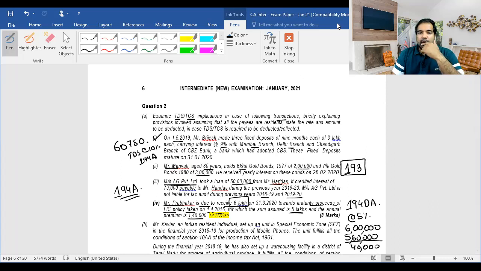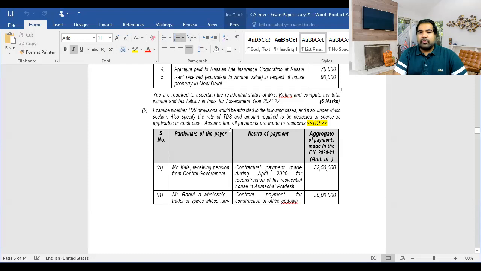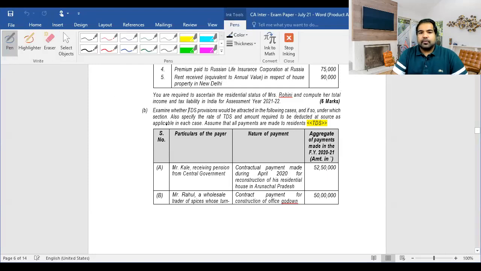Going to the next one. This one is now on the July paper. So here we go. This is the July paper. Every year TDS one question is there, so watch out for it. Nowadays it's TDS with TCS mix. Here, discuss TDS provisions in the following cases. So here we go, guys. Mr. Kale is receiving pension from the central government.